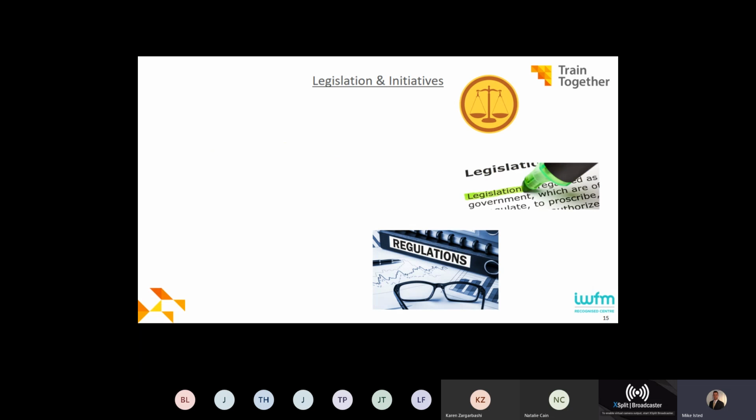Final section, let's just have a very quick look at legislation and initiatives. Now, you can't really take a quick look at legislation and initiatives because they are so long. It's just like saying, let's just have a quick look at the Health and Safety Act. There are careers made out of understanding the Health and Safety Act and the implications for business in the workplace.